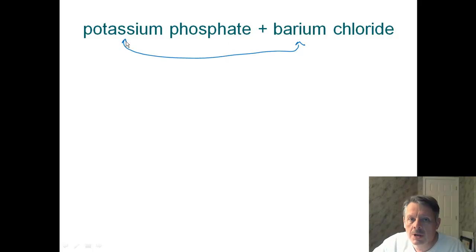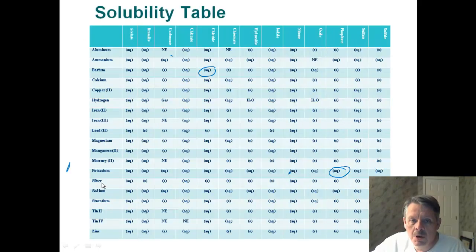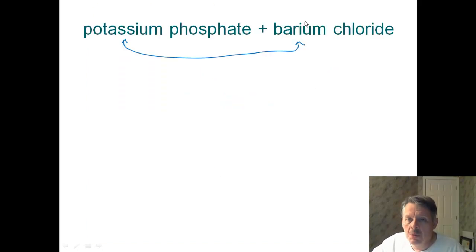So we're going to have potassium chloride and barium phosphate. Potassium chloride is aqueous, and barium phosphate is a solid. Barium phosphate is the solid. So those two together are going to be the solid.